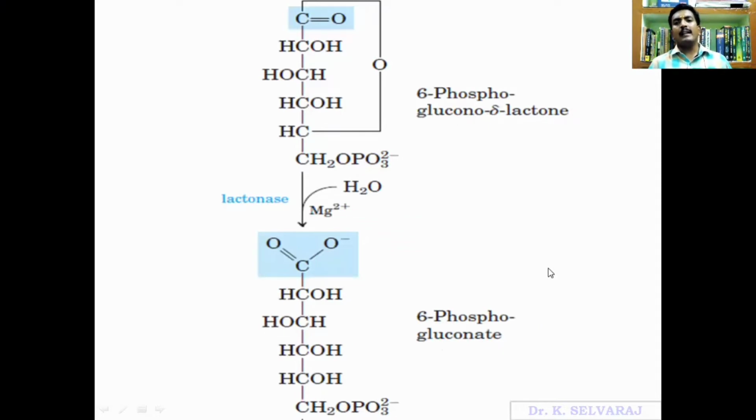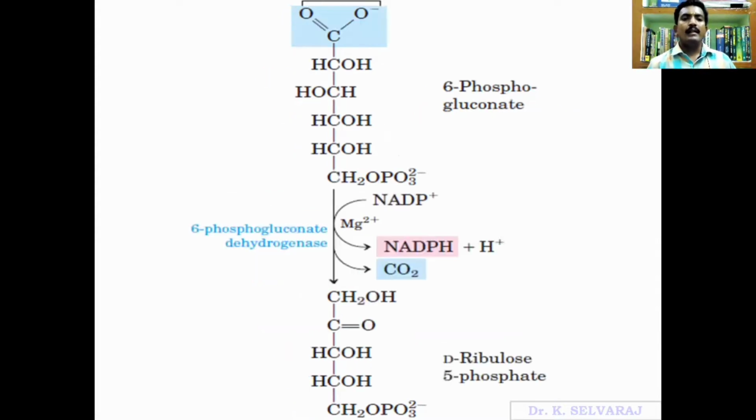In the second step, the 6-phosphogluconolactone is converted into 6-phosphogluconate with the help of the enzyme lactonase. Then the 6-phosphogluconate is converted into ribulose 5-phosphate with the help of the enzyme 6-phosphogluconate dehydrogenase. It is the second step to reduce NADP plus. It is the second process where NADP plus is reduced into NADPH.